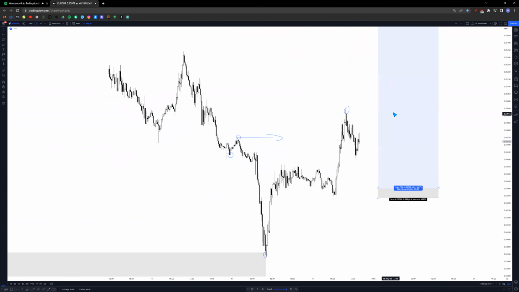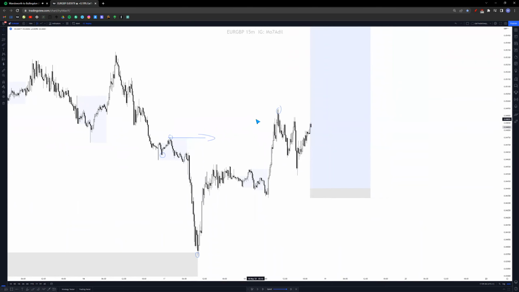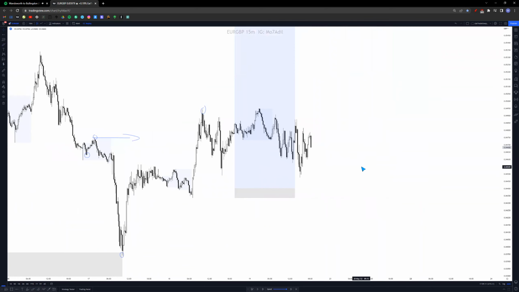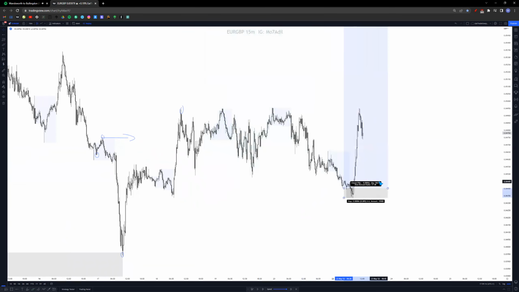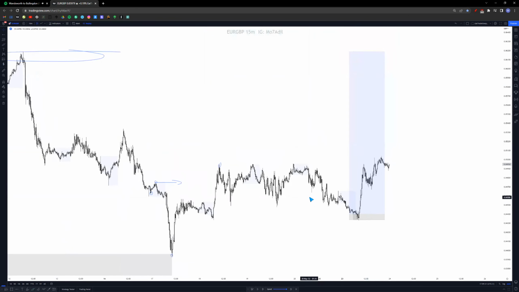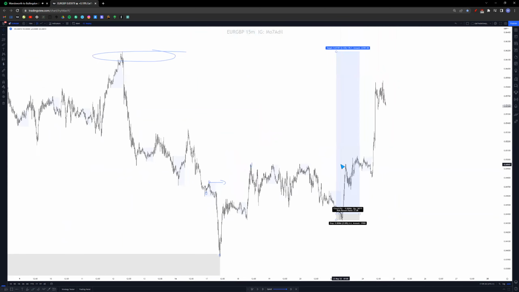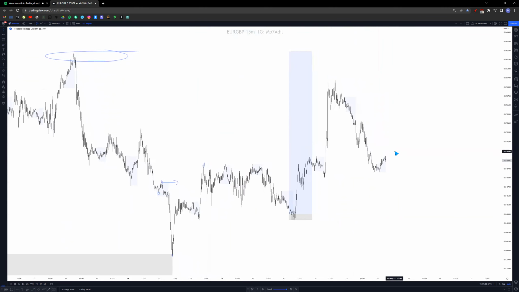Now let's go back on the 50-minute and see what happens. So price presents a distribution, which is essentially used as an excuse, which you'll see over here. There we go. So this distribution was essentially used as an excuse just to tap back into this demand zone and then go higher. So if you just keep on playing it out, you'll be able to see it hits TP.